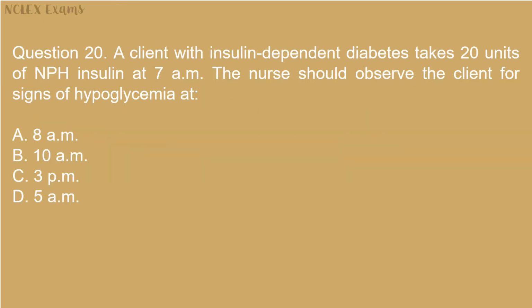Question 20. A client with insulin-dependent diabetes takes 20 units of NPH insulin at 7 a.m. The nurse should observe the client for signs of hyperglycemia at A. 8 a.m. B. 10 a.m. C. 3 p.m. D. 5 a.m.